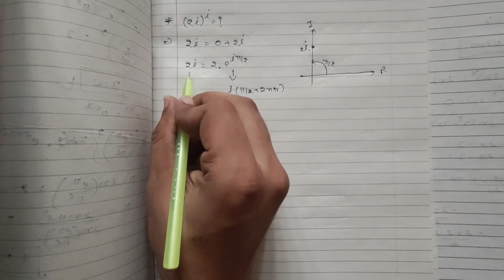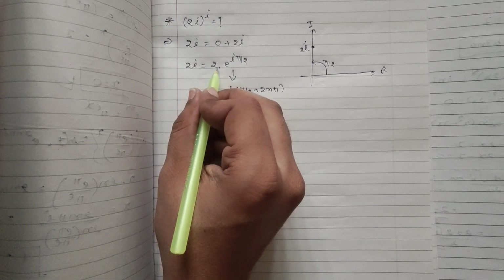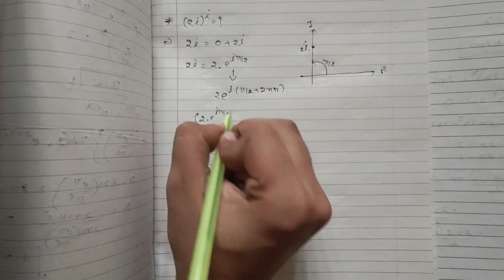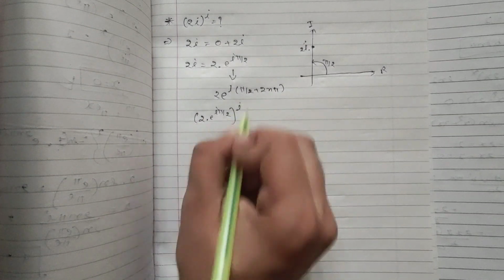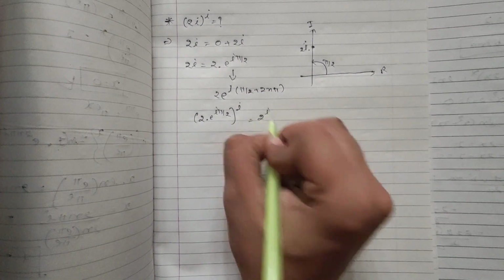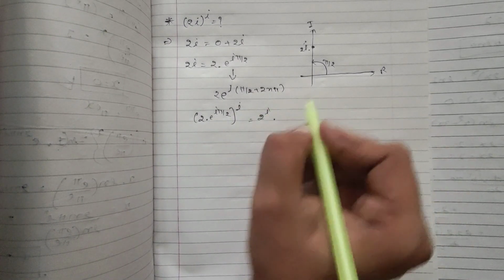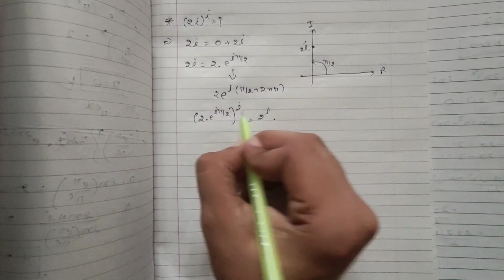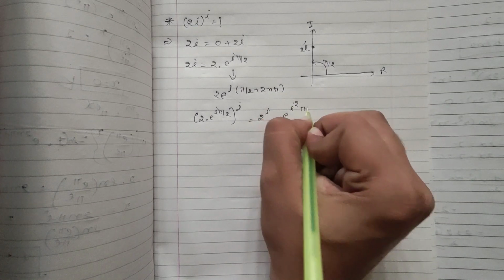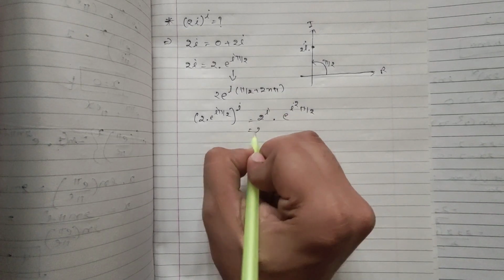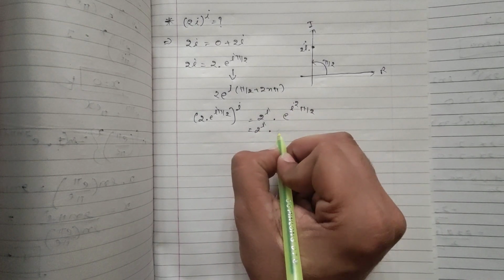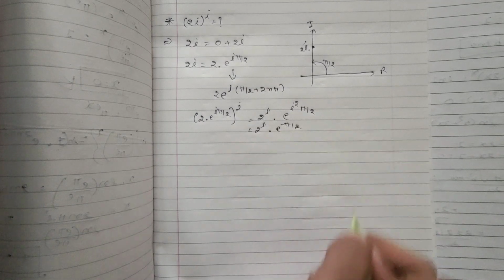So here I have 2 iota. Instead of 2 iota, I can write 2 into e raised to iota pi by 2, which is raised to iota, right? We have to find this value. So this iota will come here, right? So 2 into e raised to iota pi by 2, this part also will get iota, because this is a common power of these two terms. So e raised to iota square into pi by 2, right? So what will be the value of iota square? Iota square will be equal to minus 1. So I can write e raised to minus pi by 2.